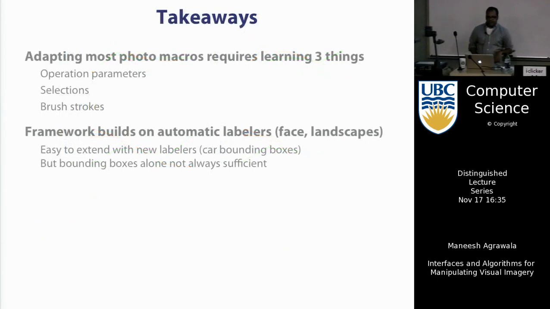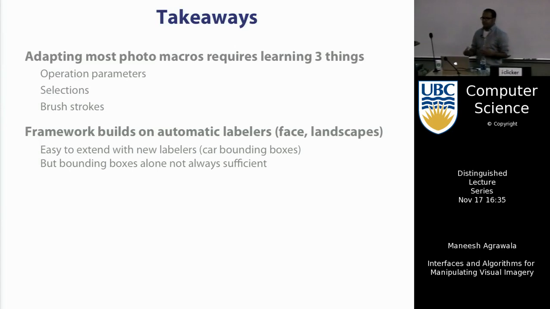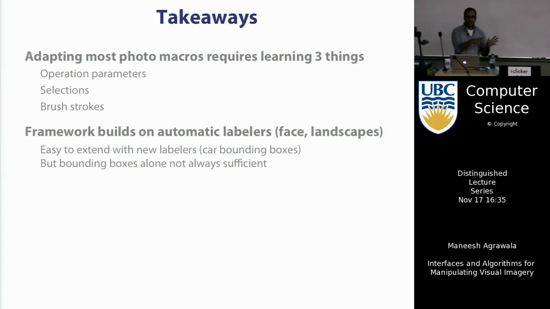Okay, so the takeaways here, adapting most photo macros requires learning the operation parameters, selections, and brush strokes. So we should really focus our efforts on creating learning techniques for these 3 kinds of operations. And finally, what we've done is we've produced a framework that relies on automatic labeling from computer vision. And the framework is designed to be extensible so that you can add in new labelers as you get them.